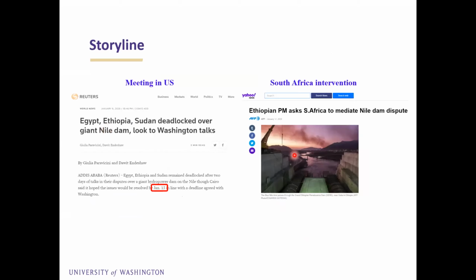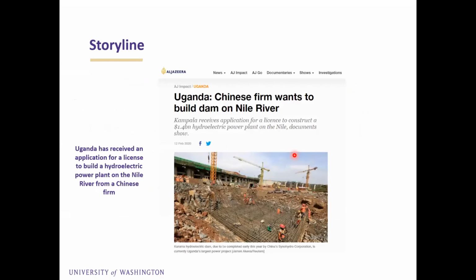And even after that, the Ethiopian Prime Minister asked South Africa to get into the situation and intervene again. And I think the negotiation is still running. I was checking the news recently, and Uganda as well received a license to build a new dam on the White Nile. It's probably a Chinese firm, I think, that is going to construct this dam. So I think the situation is kind of complicated.